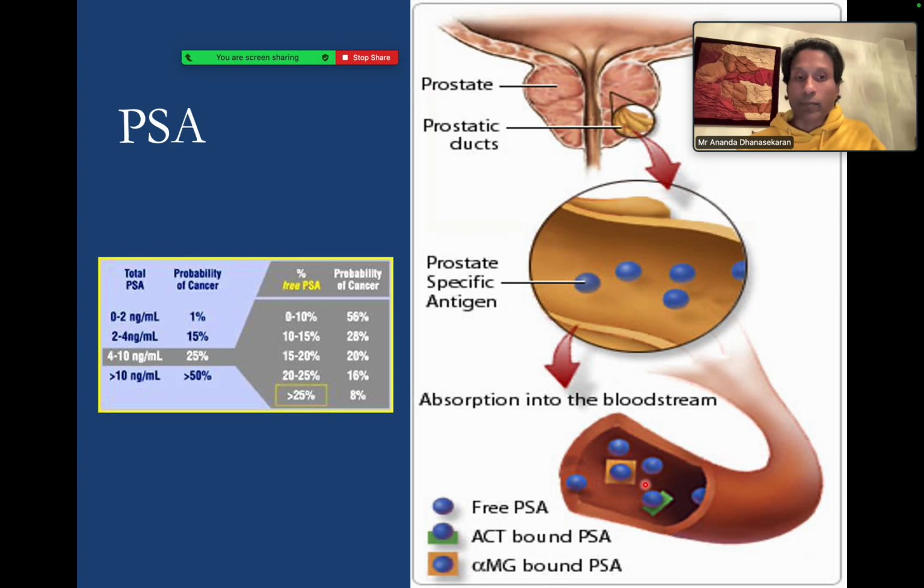PSA measurement in the blood is a good value for you. And depending upon the values, we can say the probability of cancer. If the PSA is 0 to 2, the chances are 1%, 2 to 4, 15%, 4 to 10, 25%, more than 10, more than 50%. And the free PSA, I don't think it's in your curriculum, so don't worry much, unless you want some expanded reading.